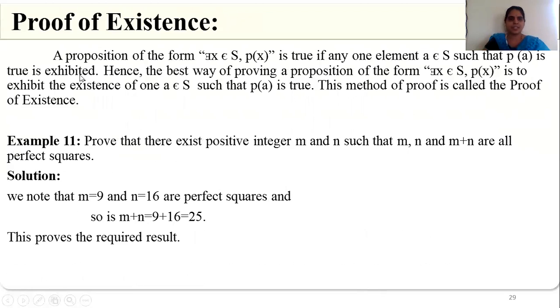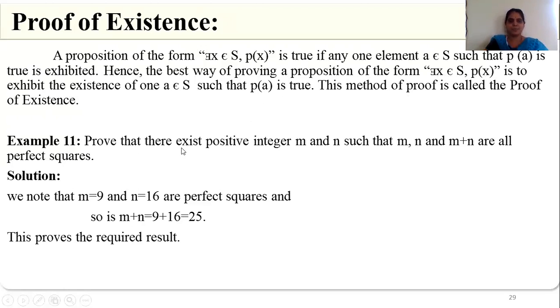The last method is proof of existence. In this case, there exists x which belongs to S such that P of x is true if any one element A belongs to S such that P of A is true is exhibited. Hence, the best way of proving the proposition there exists x belongs to S, P of x, is to exhibit the existence of one element A which belongs to S for which P of A is true. This is called proof of existence.